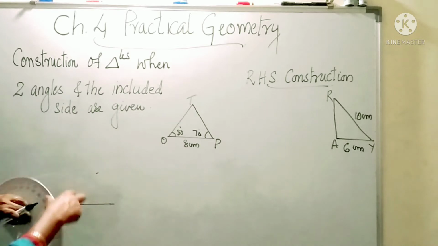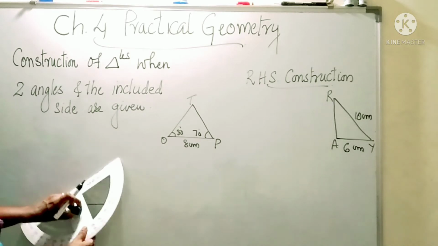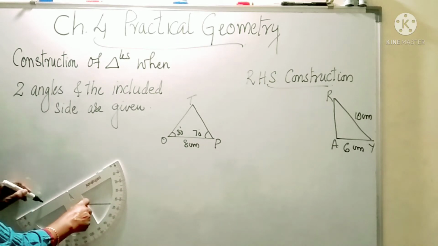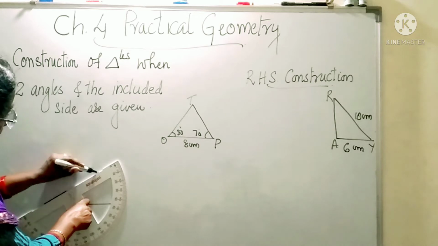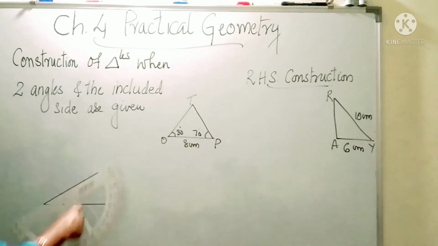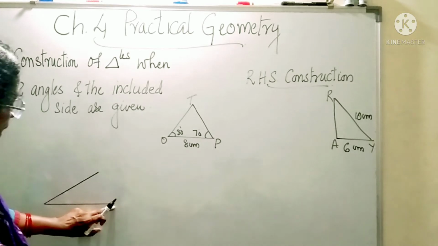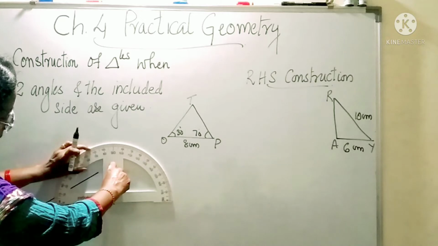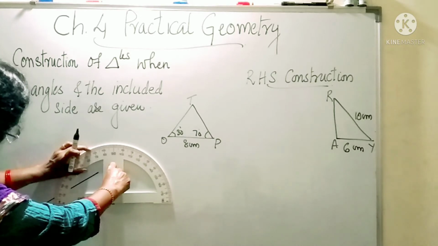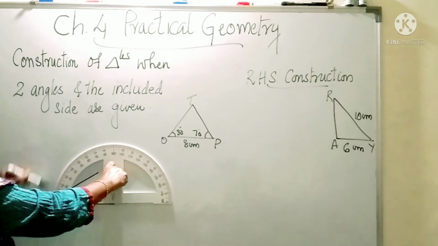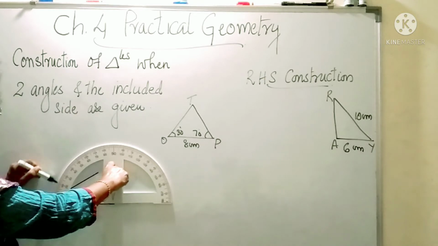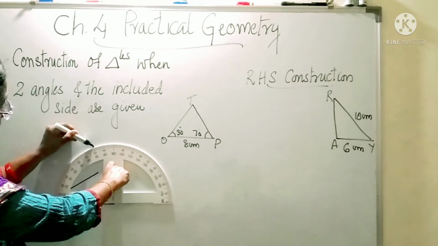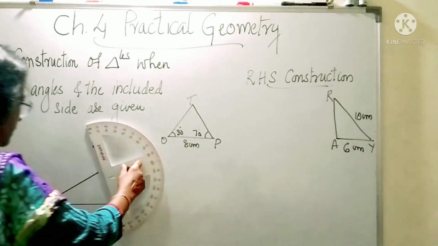Okay. And you can join that point to the end point of the line segment. Got it? And then from here, we need to make 70 degrees. So, keep the pointer at the center point here, and then from here count 70 degrees. So, 10, 20, 30, 40, 50, 60, 70. Okay. And then join it.